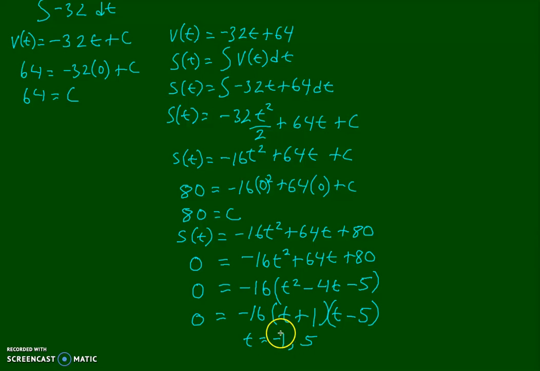Obviously, we can't use the t as negative 1. So our final solution is the ball hits the ground at t equals 5 seconds. All right, well, let's move on to the next section and see what's in store for us.